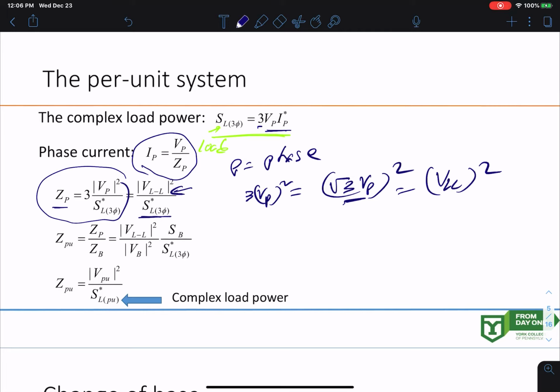So that is your per phase impedance. You can find it with that equation. And per unit, now you have the actual impedance divided by base impedance. Then you'll get this equation right here to find the per unit impedance for the load, and that basically comes down to this equation right here. This is the complex load power. So for example, if you know the per unit voltage of the load and also the per unit complex power for the load, you can easily find the per unit impedance for the load.